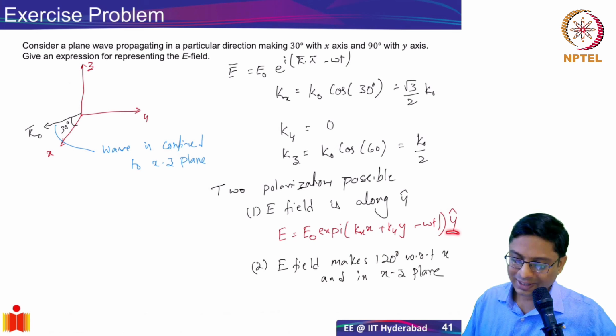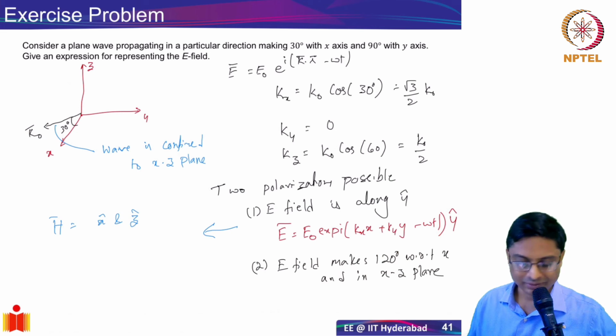If the electric field is in y cap, I can think of a magnetic field that is going to be confined to the xz plane. So this will have a component in the x cap and z cap direction, because it simply has to be perpendicular to both the direction of propagation and the electric field. So it has to be in this 120 degrees direction, right? So that will have two components.